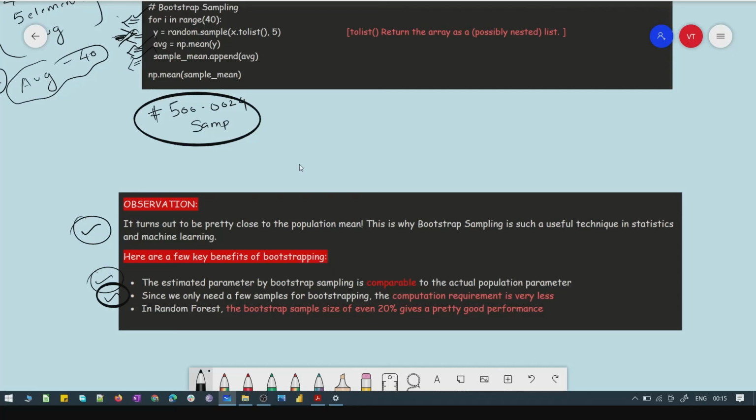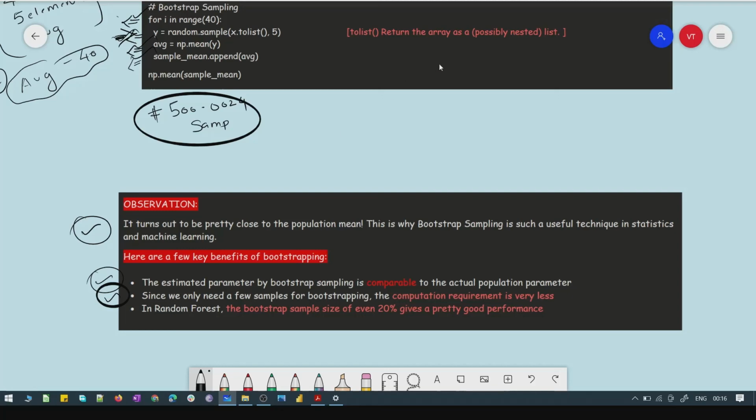One is that whatever information you infer about the population using your sample statistic is going to be comparable, very close by. The second point is that you don't have to spend too much time to measure all the population parameters. The computation requirement is very low here. You just take a sample, repeat the same experiment again and again, and finally you get your sample statistic. And in random forest, if you form your samples using bootstrap sampling, even with a very small sample size of 20%, you will get a very good performance.